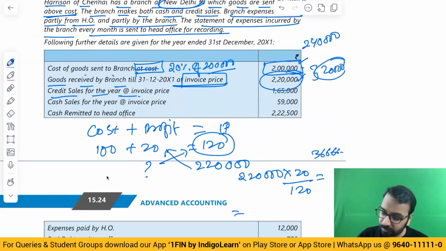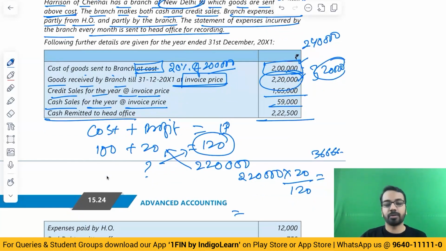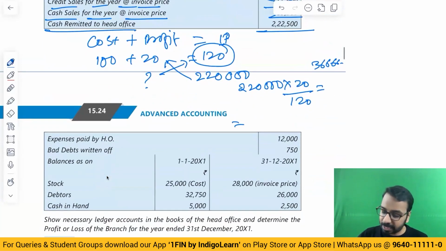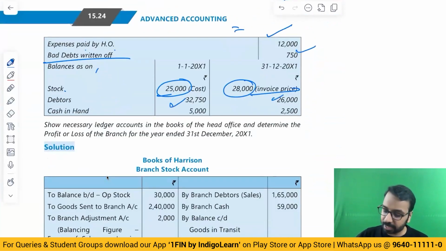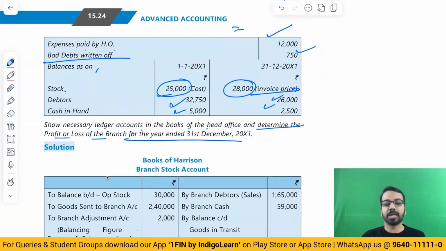Credit sales for the year at invoice price 1,65,000. Cash sales for the year at invoice price 59,000. Cash remitted to head office 2,22,500. Expenses paid by head office 12,000. Bad debts written off 750. Balance stock at cost 25,000, invoice price 28,000. Debtors and cash in hand. Show the necessary ledger accounts in the books of head office and determine the profit or loss for the branch for the year ended 31st March.